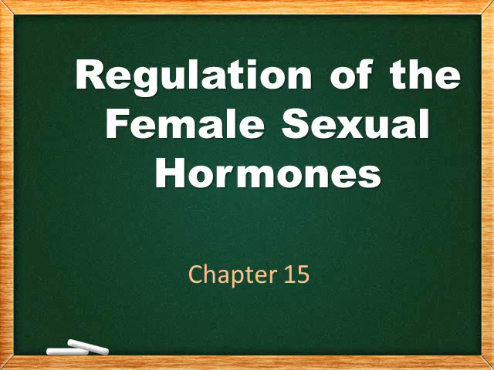Hello, everyone. After talking about oogenesis and folliculogenesis, the formation of the female gamete, the oocyte, we have to go to chapter 15, which is talking about the regulation of the female sexual hormones, the importance of the female hormones, and how they affect the sexual activity in a female.